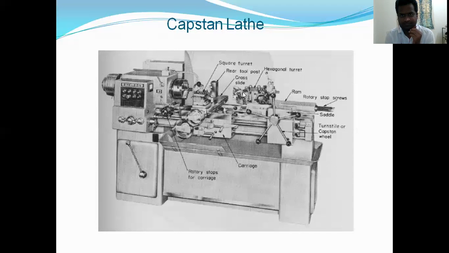Here the hexagonal turret is there. So this is the ram. On this ram, the hexagonal turret is placed. To rotate and change the tool, there is an automatic mechanism. Based on the operation, the indexing is done. After completing an operation, the next operation is done automatically, changing the tool. For longitudinal movement, this ram slides on the saddle.